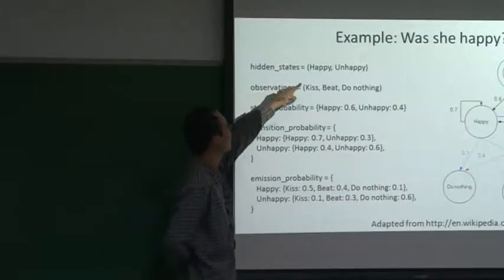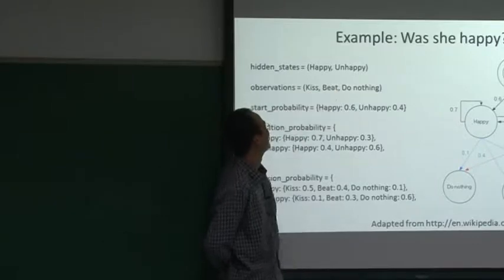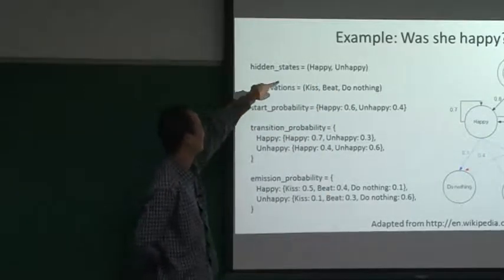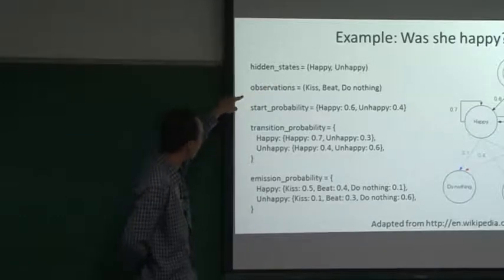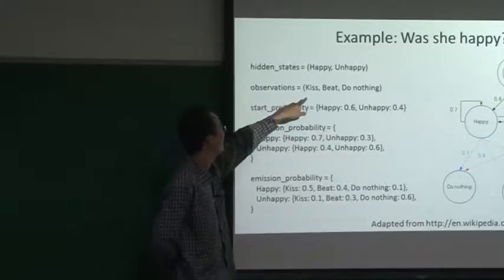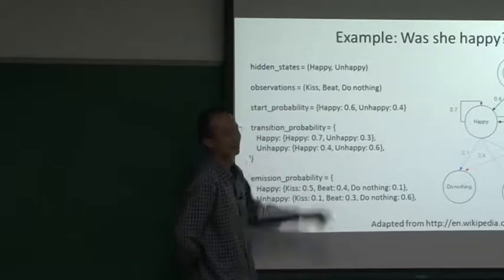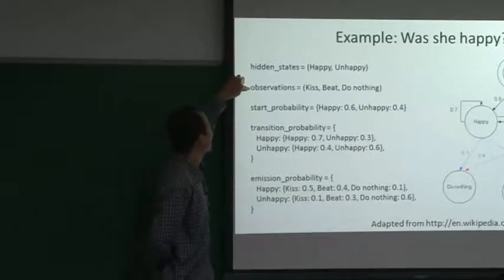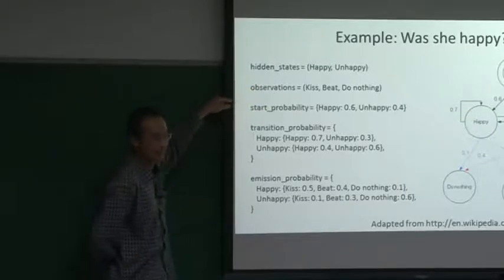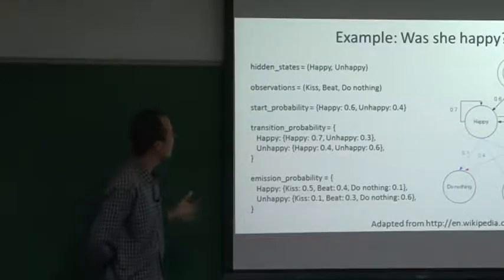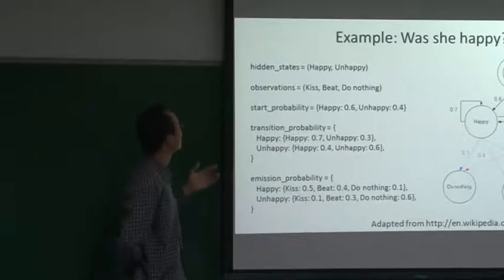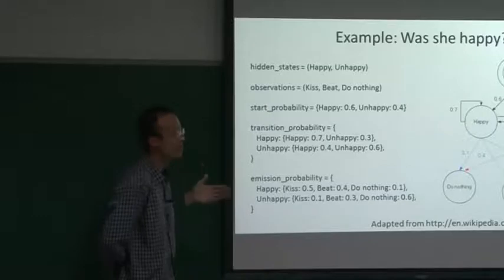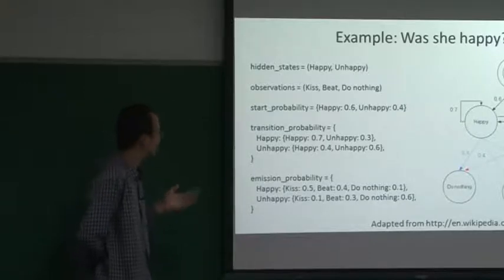Because you do not know how she's feeling, happy or unhappy, it's a hidden state. But she kisses you or beats you or does nothing when you meet her, so you can know this information. These are the observations. What we are going to do is use the observations to infer the hidden states.